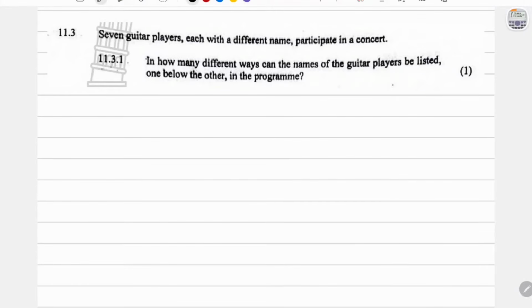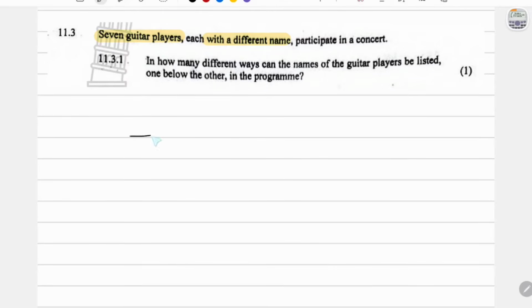Okay, so now we're on question 11.3, and it says 7 guitar players, each with a different name, participate in a concert. In how many different ways can the names of the guitar players be listed one below the other in the program? Okay, well, they said there were 7 guitar players with different names. So how many different ways can the names be listed one below the other in the program?